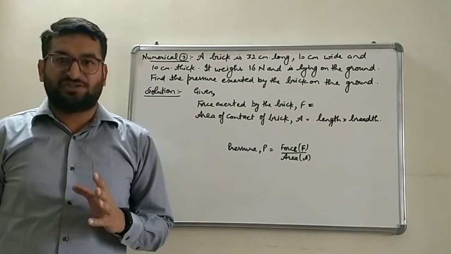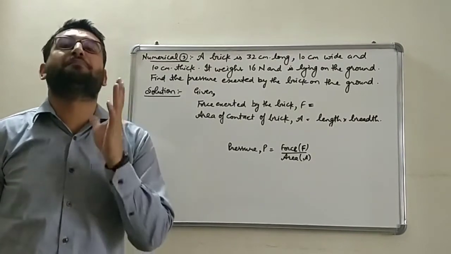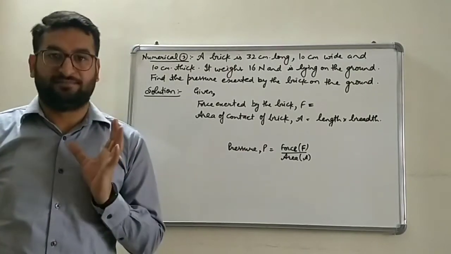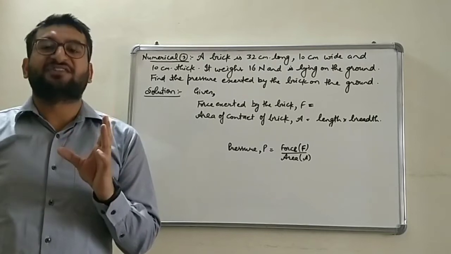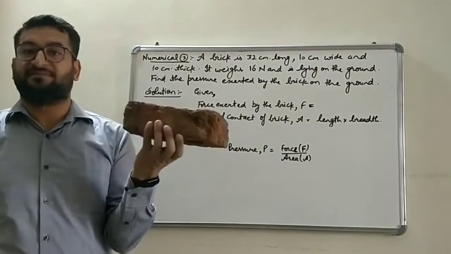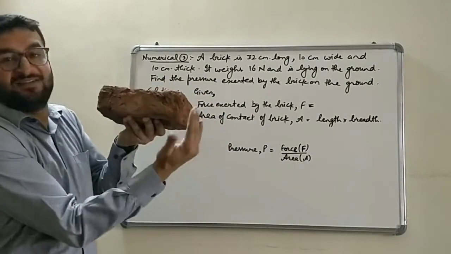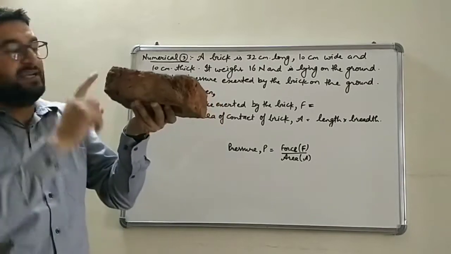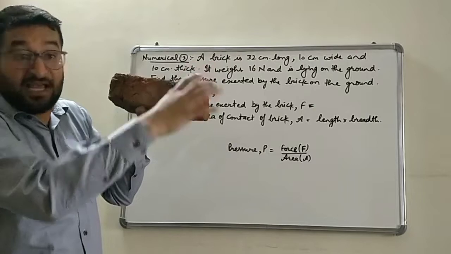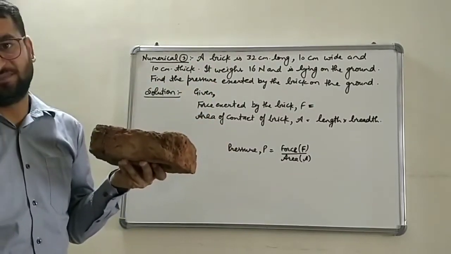Before understanding the next numerical, we'll first study the dimensions of a brick. We all know, children, a brick is in the form of a cuboid. Its one surface is rectangular. This is the structure of a brick, children. This is its length, this is its breadth, and this is its thickness.